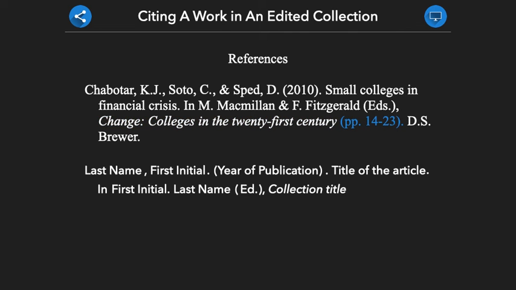We will begin by providing an opening parentheses. We will then abbreviate pages with PP period and give the all-inclusive page numbers where the article or chapter can be found within the collection. We will then end this section with a closing parentheses and a period. Finally, we end the citation with the publishing company and a period.